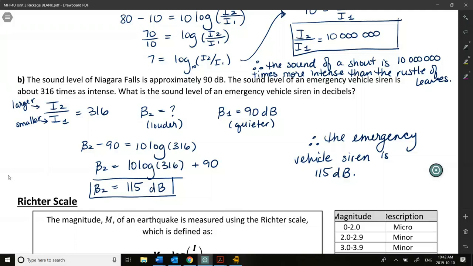So I'm saying if you had 1/300, let's say, as your value of the ratio of intensities, then I2 is the quieter thing and I1 is the louder thing.